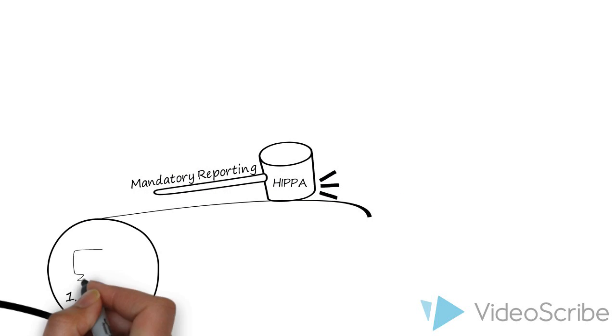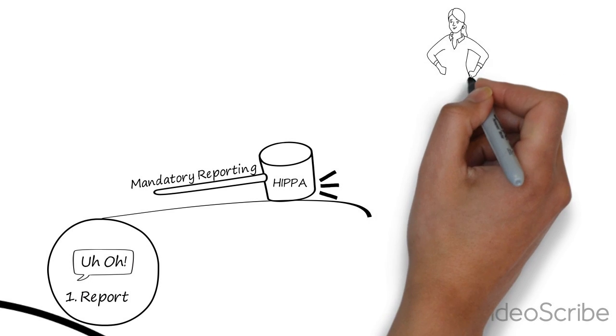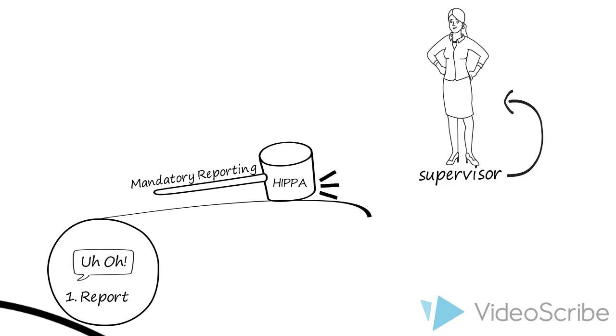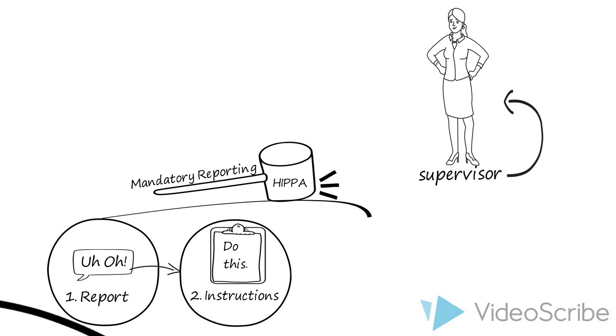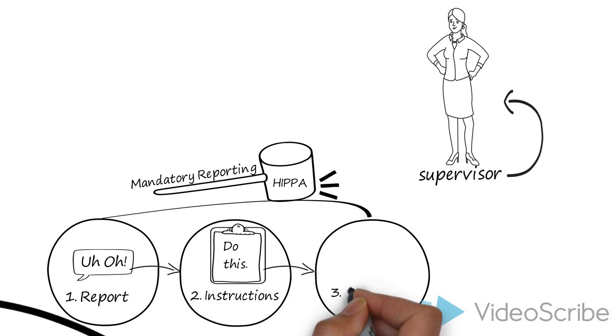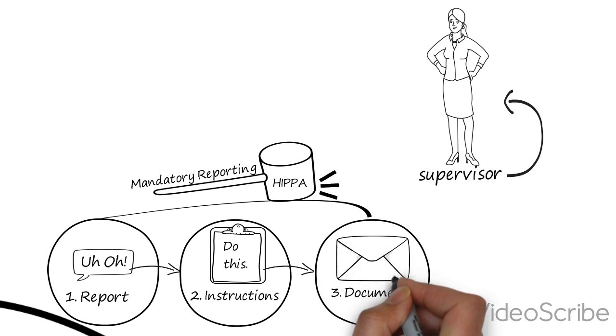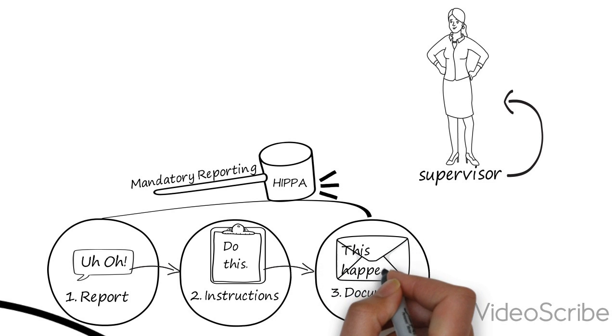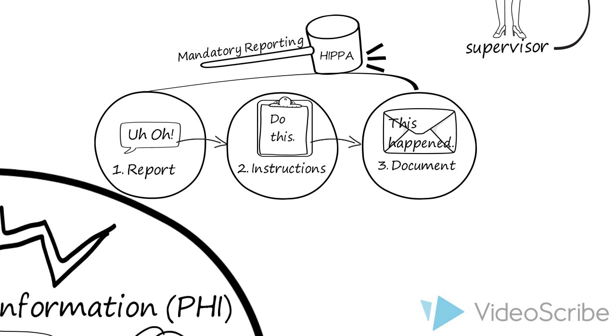First, report any unauthorized PHI disclosure to your supervisor. Next, you will be given specific instructions. If you are the person who discovered the incident, you will be asked to report the course of action that led up to the discovery. Additionally, you will be asked to provide copies of IMs and emails related to the incident. These are then kept in a designated file.